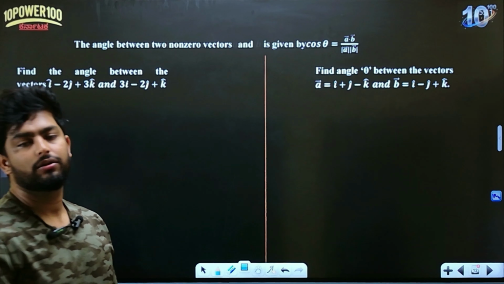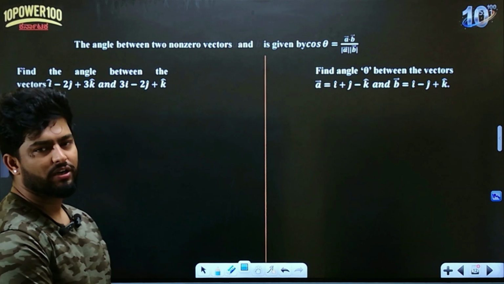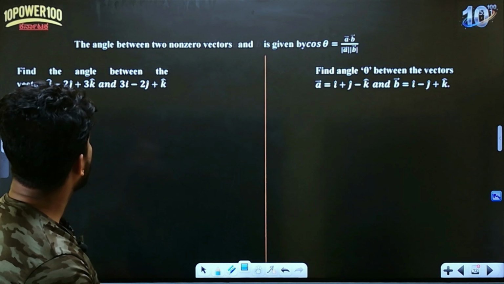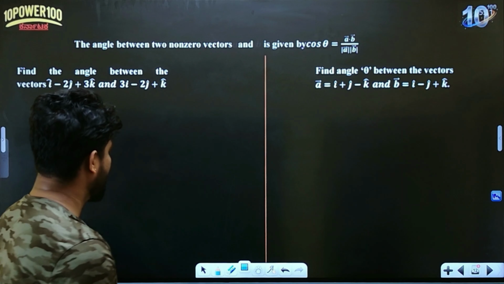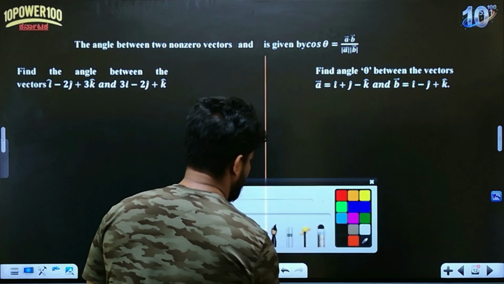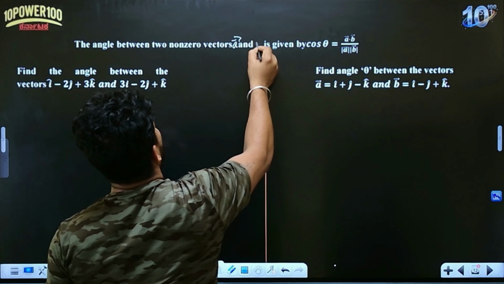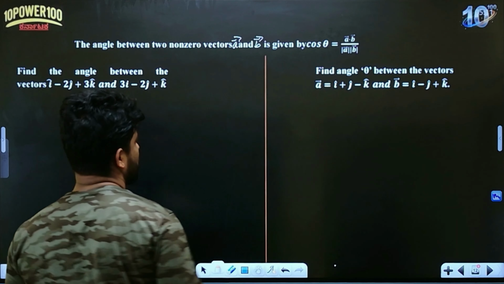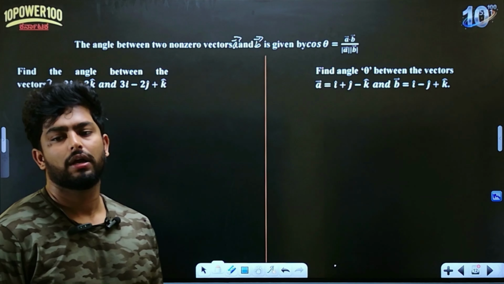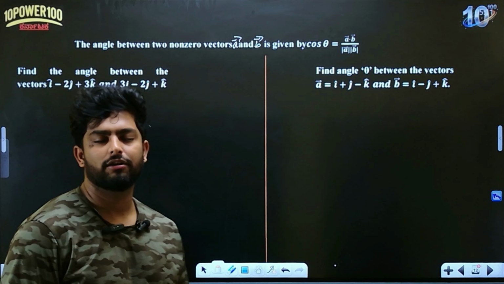Okay, next, this is also one of the 2 mark important questions. So angle between two vectors a and b. Okay, so angle between vector a and vector b, the formula is cos theta is equal to a dot b divided by magnitude of vector a into magnitude of vector b.